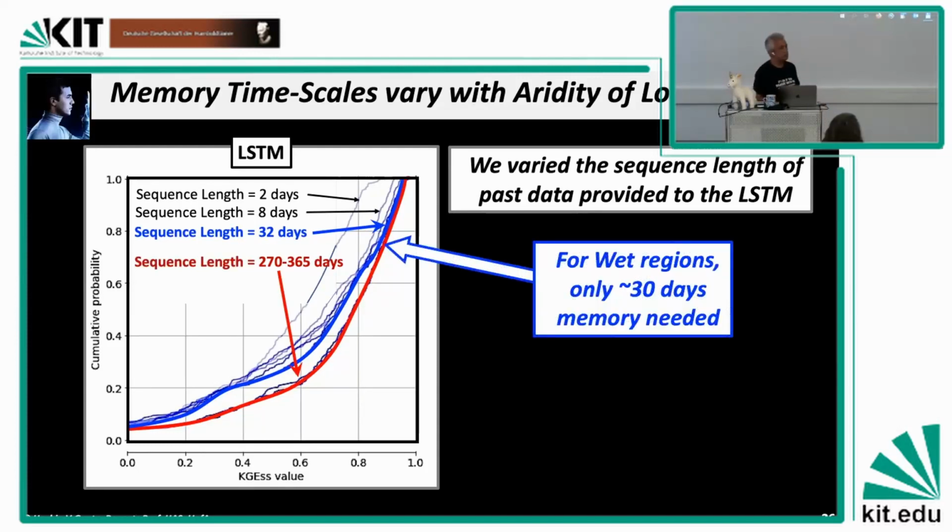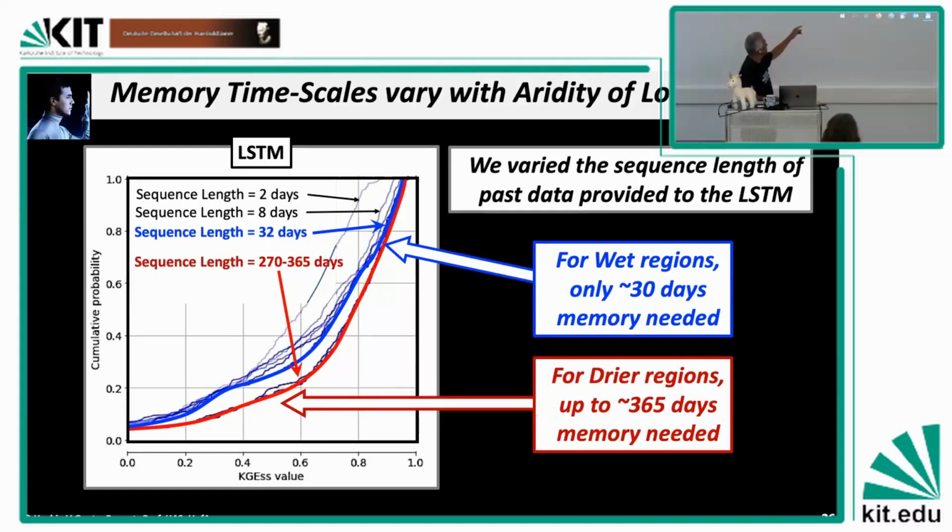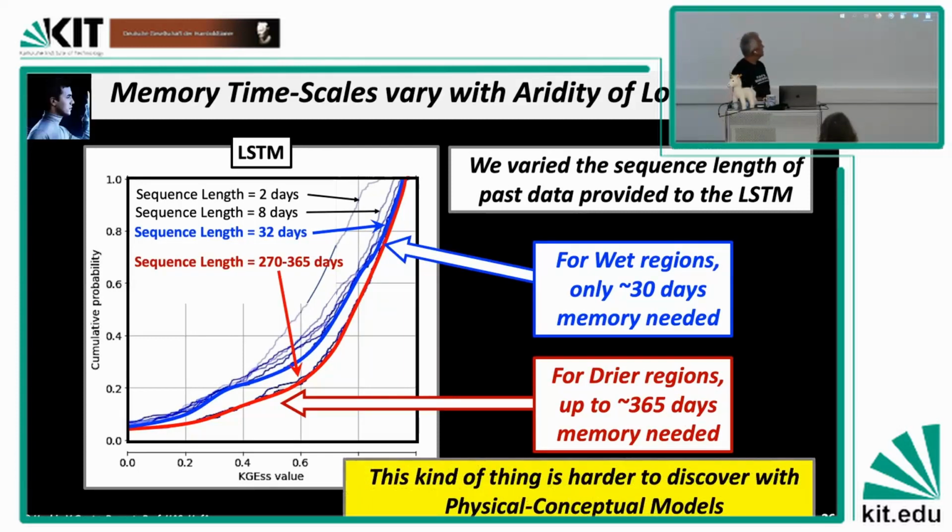As I pointed out earlier, the ones on the right up there are usually the wet regions, they're easier to model. And so you only need about 30 days memory, whereas down here in the drier regions, you may need up to 365 days of memory. And this kind of thing is harder to discover with physical conceptual models. I think intuitively, you might expect that to be true, because if I ask you to make a prediction of stream flow for tomorrow, based on what you know, if you're in a wet region, you can do a pretty good job. But if I take you to Tucson, Arizona, and ask you what tomorrow's stream flow is, it'd be a little bit harder to predict it accurately.